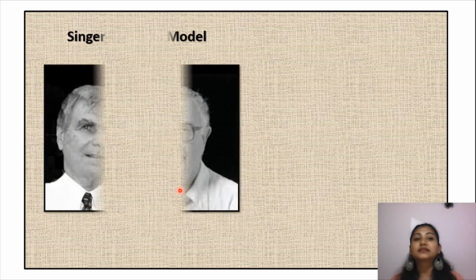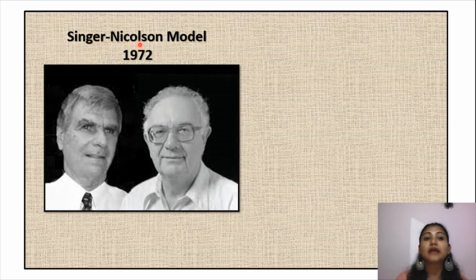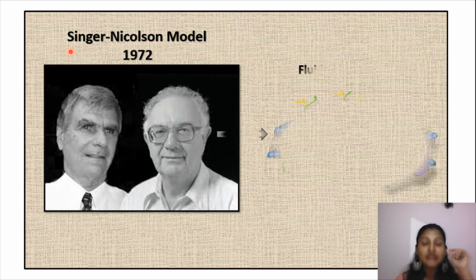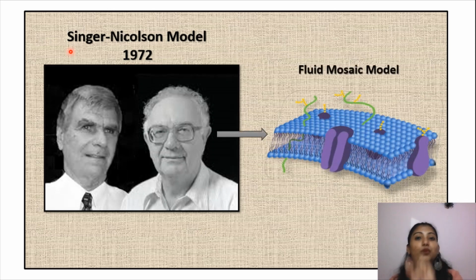Then the next attempt was by Singer and Nicholson, in the year 1972. That model was named the fluid mosaic model. Yes, students, what is this fluid mosaic model? Don't worry, we'll be doing that in today's video. So the fluid mosaic model of the cell membrane was given by Singer and Nicholson.